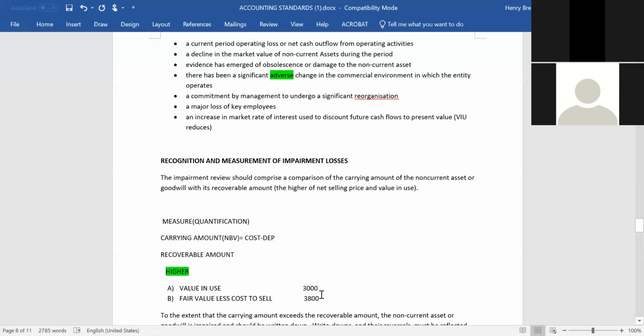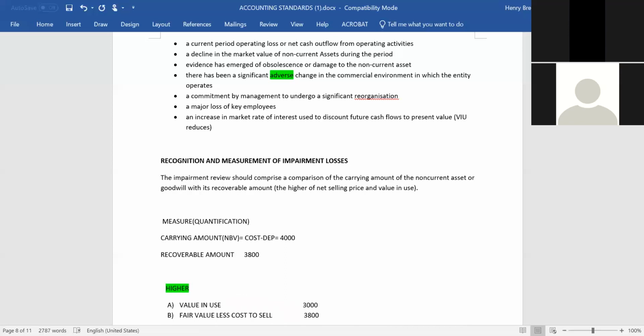The 3,000 will lead to value in use, 3,800 will lead to fair value less cost to sell, and what will represent the recoverable amount is the higher of these two. The higher of these two is 3,800. So hence, I'll put the 3,800 here, which is the recoverable amount. If it happens that the carrying amount is, say, 4,000, then we say that there has been an impairment.